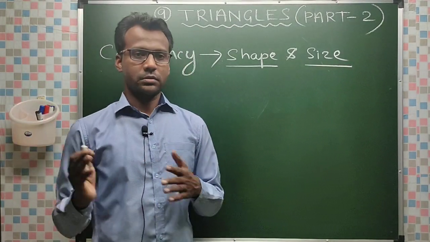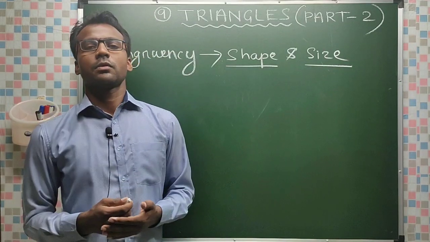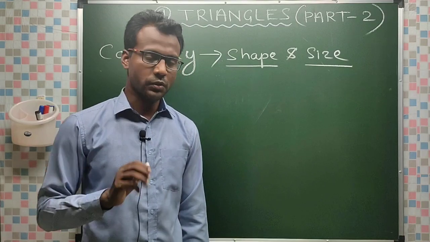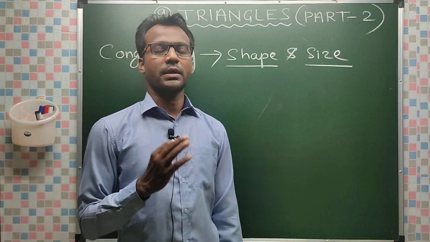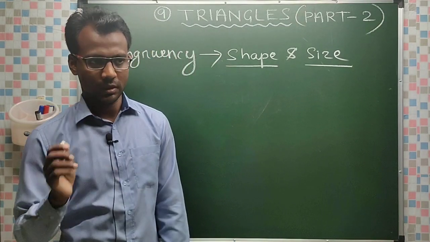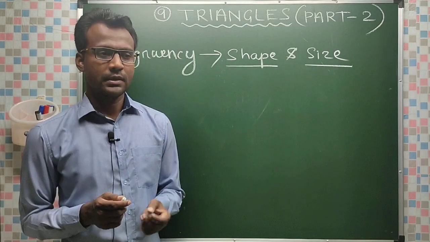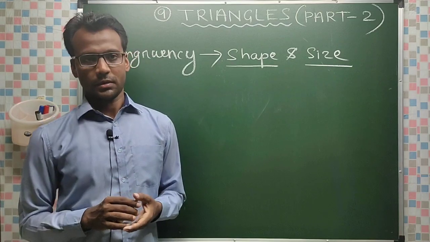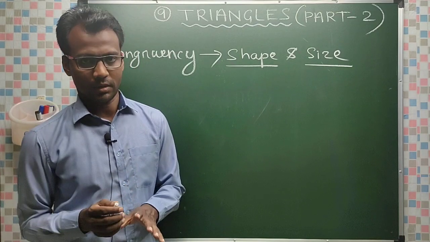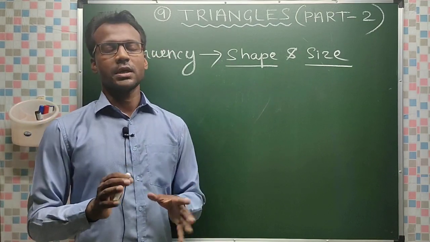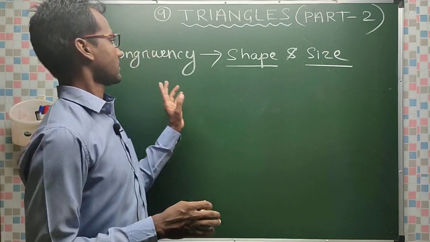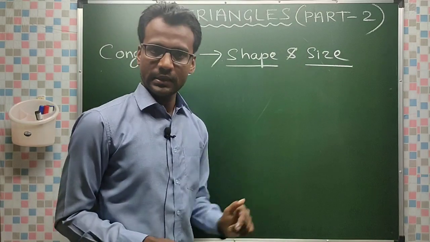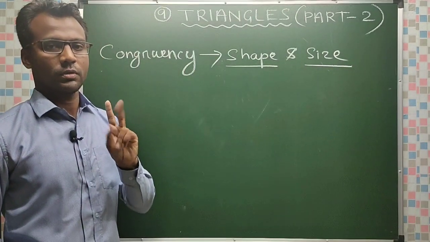If you look around you can see many things which are congruent. For example, two ball lights having the same shape and the same size, then we can say that they are congruent. Or two bulbs, suppose two 9-watt bulbs, they are also congruent. Two fans of the same brand, same size, same shape, they are also congruent. So remember, two objects are said to be congruent if they have the same shape and the same size. Two things you have to remember.